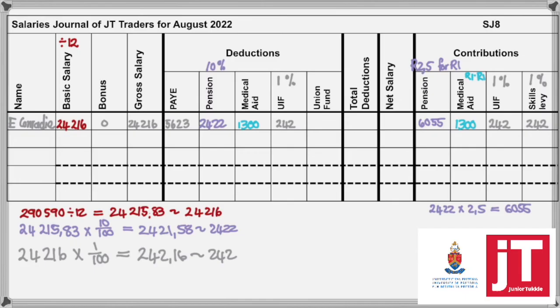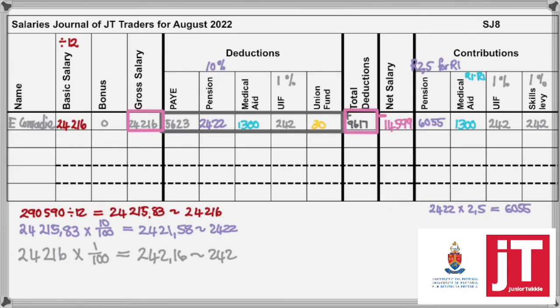And then union fees was 30 Rand. To get your total deductions, you're going to just add all your deductions together. So pay as you earn plus pension plus medical plus UIF plus union funds gives us a total deduction of 9,617 Rand. To get your net salary, then you're going to take your gross salary minus your deductions and get your net salary of 14,599 Rand. So that is the salary recorded for Conradi in the journal.